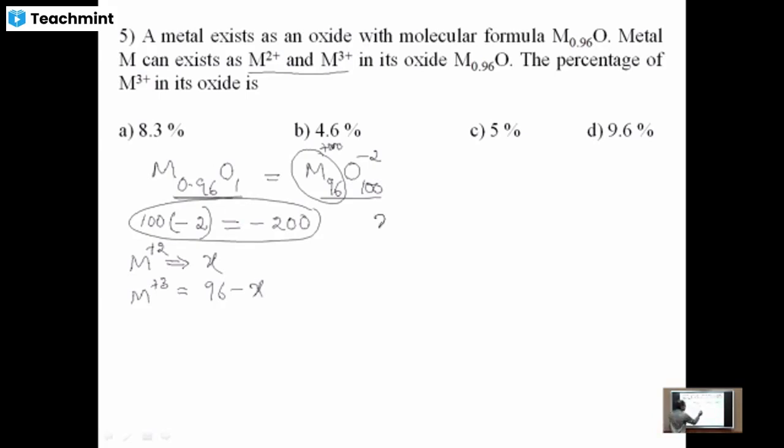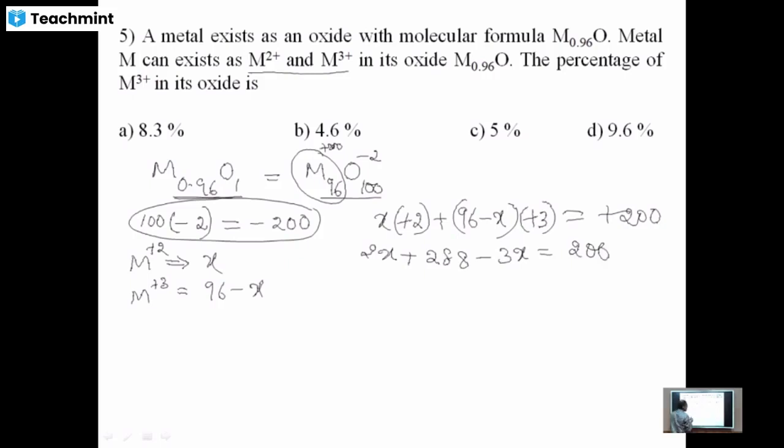Now x number of M+2 ions having charge +2, and 96 minus x number of M+3 ions whose charge is +3. The total charge should be equal to +200 in order to become electrically neutral. So it is 2x plus (96 minus x) into 3. 96 into 3 is 288, so 288 minus 3x plus 2x is equal to 200, or minus x plus 288 is equal to 200, or x is equal to 88.